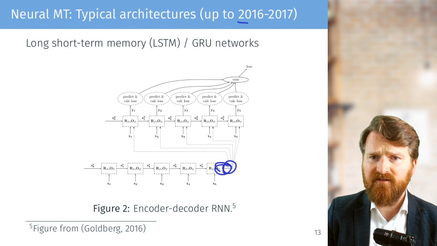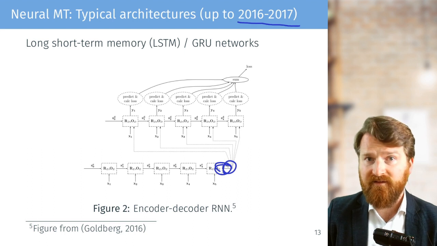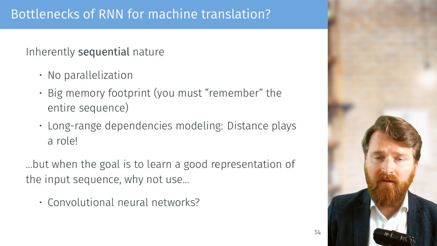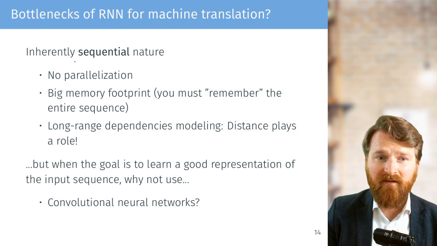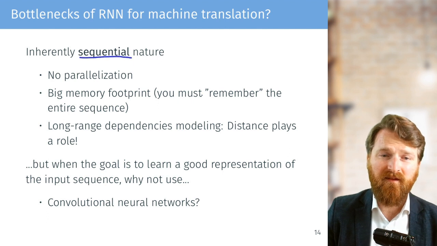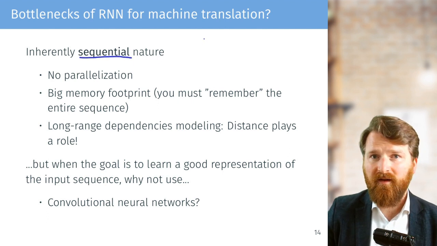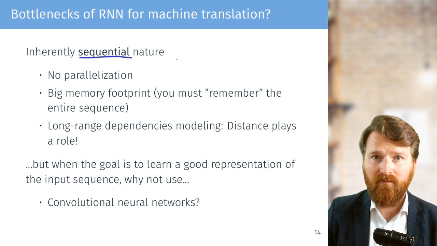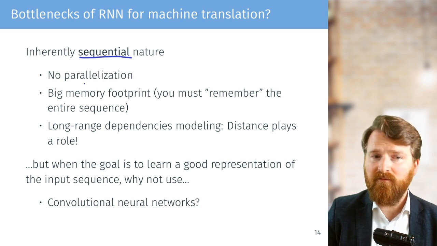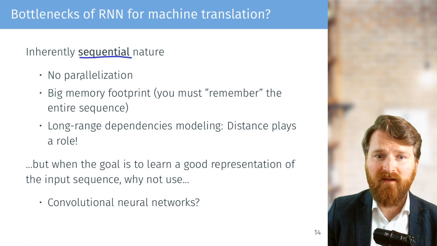So up to 2016, 2017, it was one of the state-of-the-art approaches. But what is the issue with these RNN architectures? Well, they are inherently sequential in nature. So if you run an LSTM or gated recurrent units, so recurrent neural networks, you cannot parallelize. You have to wait until each of these states is finished, and you cannot really parallelize these steps.